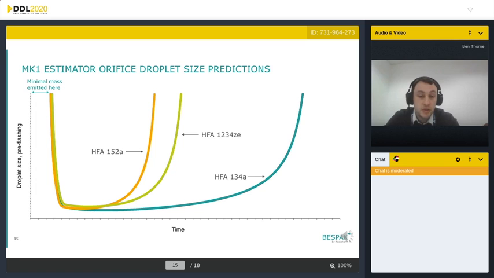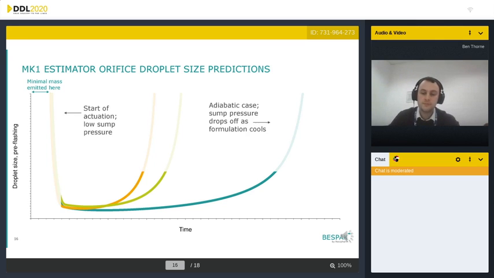Adiabatic evaporation is assumed in this model, so there's no heat transfer to or from the propellant during this. Which means that towards the end of the discharge, the droplet size tends to increase again, just because the formulation cools down and the liquid gets exhausted as well. So again, we get artificially large droplet sizes there as well.